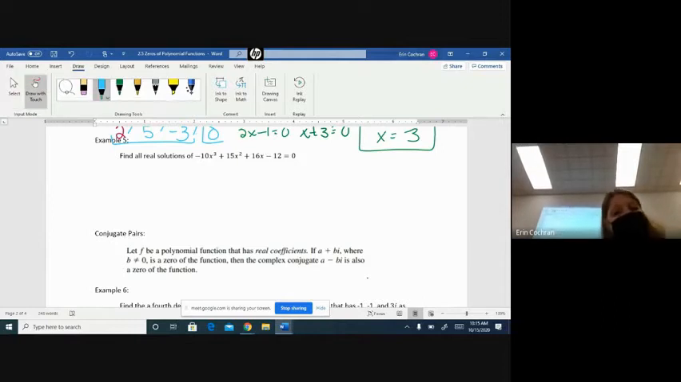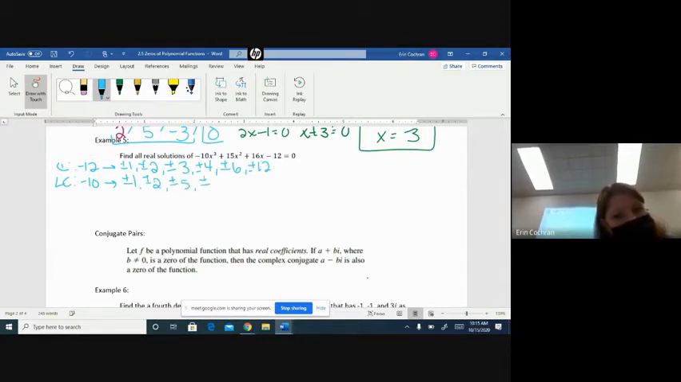So what is my constant here? -12. So we have lots of factors for this one, don't we? What's 12? Plus or minus 1, plus or minus 2, plus or minus 3, plus or minus 4, plus or minus 6, and plus or minus 12. My leading coefficient is -10. So plus or minus 1, plus or minus 2, plus or minus 5, and plus or minus 10.